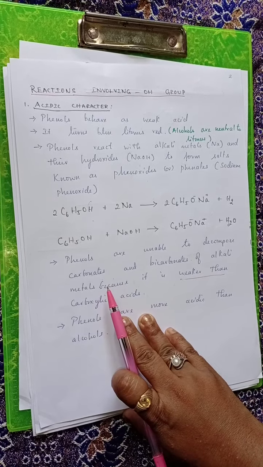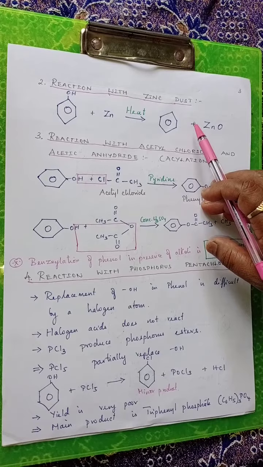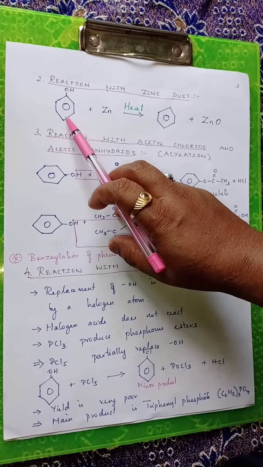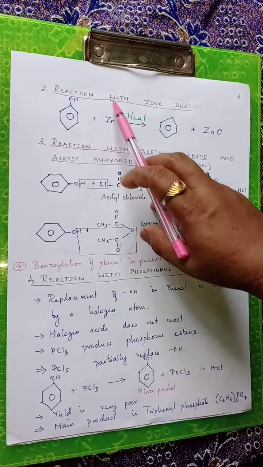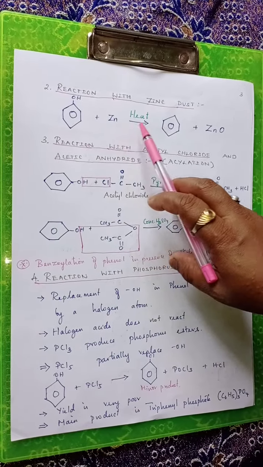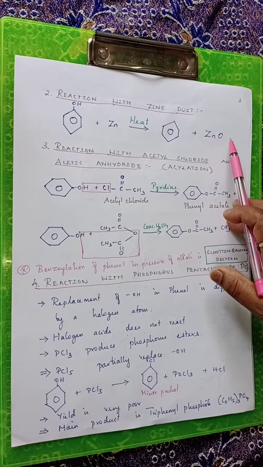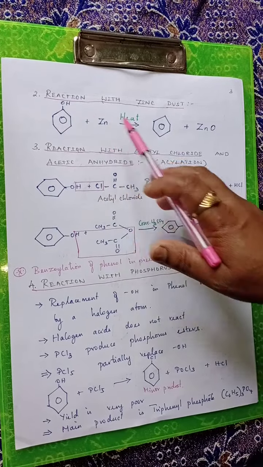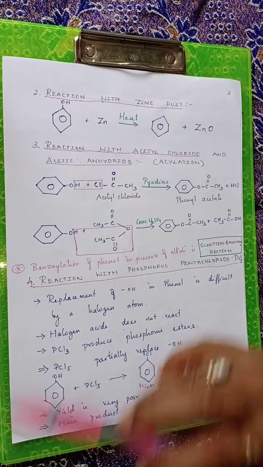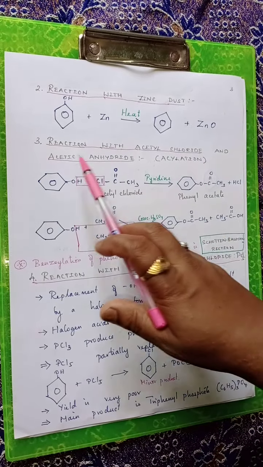Now we will see the reaction with zinc dust. When phenol reacts with zinc dust, you need to heat this mixture. By heating this, you will get benzene. That means zinc will oxidize and the benzene ring will get back the hydrogen, so you will get the benzene ring as a product.